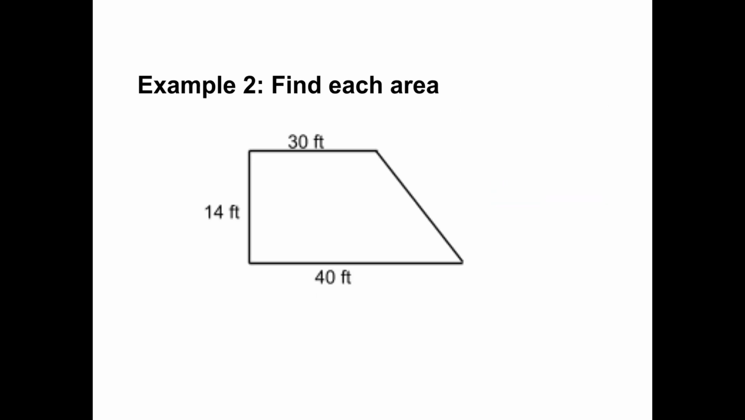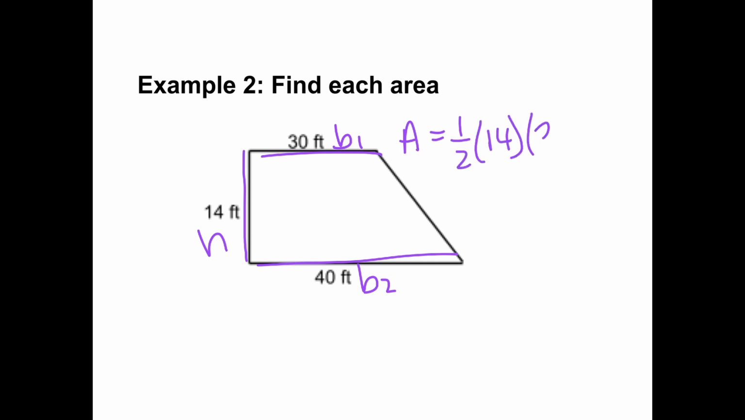This final example for the trapezoid finally has the height on the outside, around the perimeter of the trapezoid. It doesn't change anything. The top and bottom in this case are the parallel sides, so they're going to be my B1 and my B2, and I'm plugging in 14 for the height. So 1/2 of 14 times the sum of the 30 and the 40 together is going to give us 490 feet squared for the area of that trapezoid.